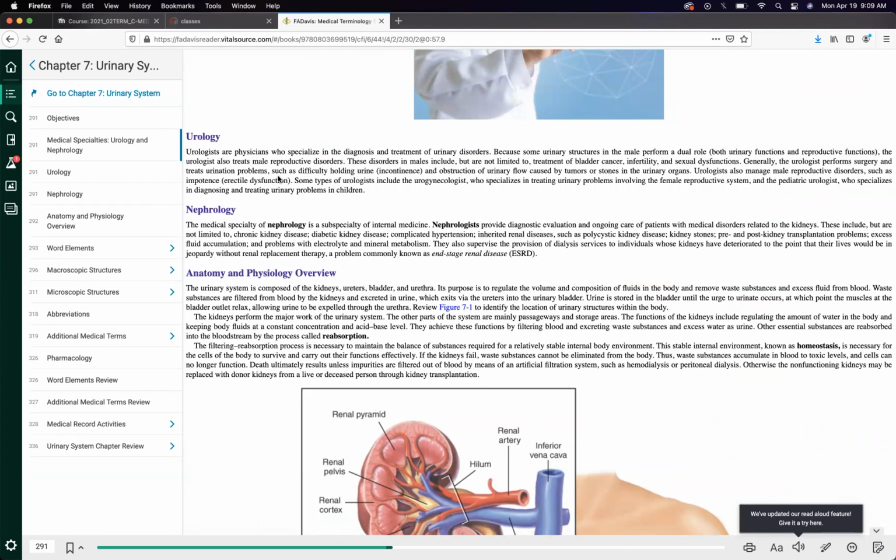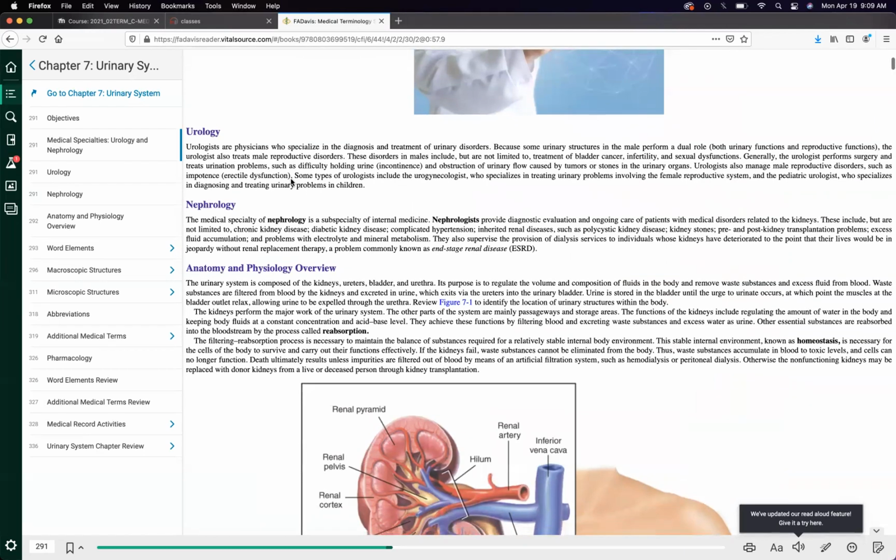Now, another thing that the urologist does is also they work with the male reproductive disorders. So if your male patient is having reproductive issues, then they go to the urologist. If it's a female patient, the female patient goes to the gynecologist.